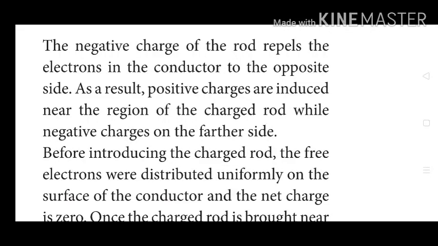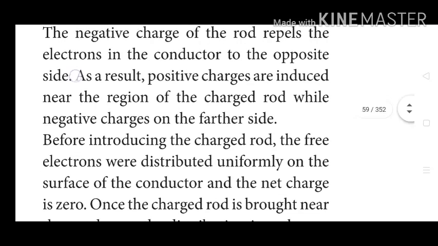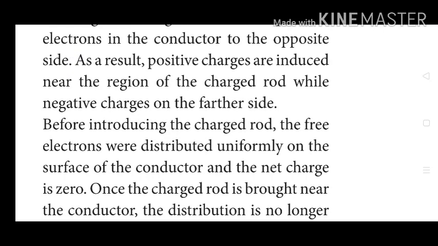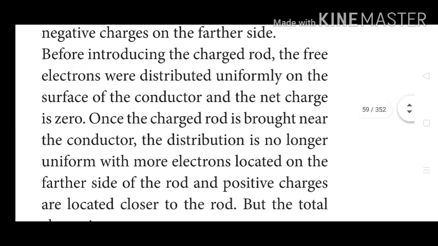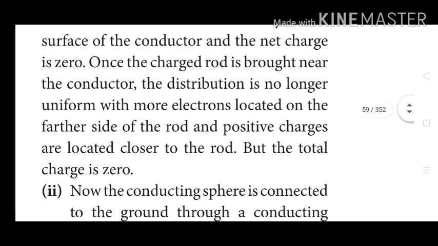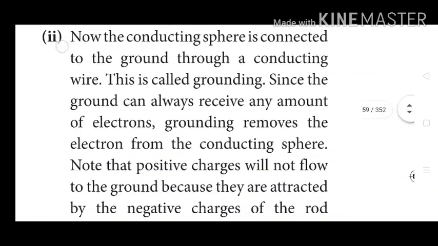The negative charge of the rod repels the electrons in the conductor to the opposite side. As a result, positive charges are induced near the region of the charged rod while negative charges are on the farther side. Before introducing the charged rod, the free electrons were distributed uniformly on the surface of the conductor and the net charge is 0. Once the charged rod is brought near the conductor, the distribution is no longer uniform, with more electrons located on the farther side of the rod and positive charges located close to the rod, but the total charge is 0.